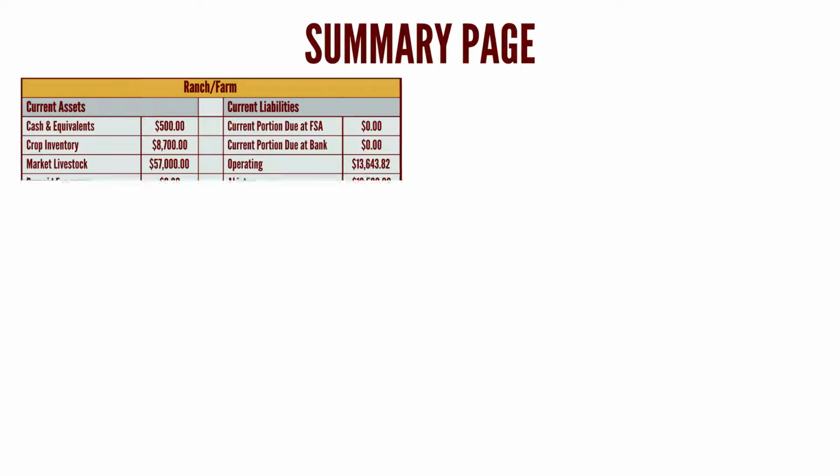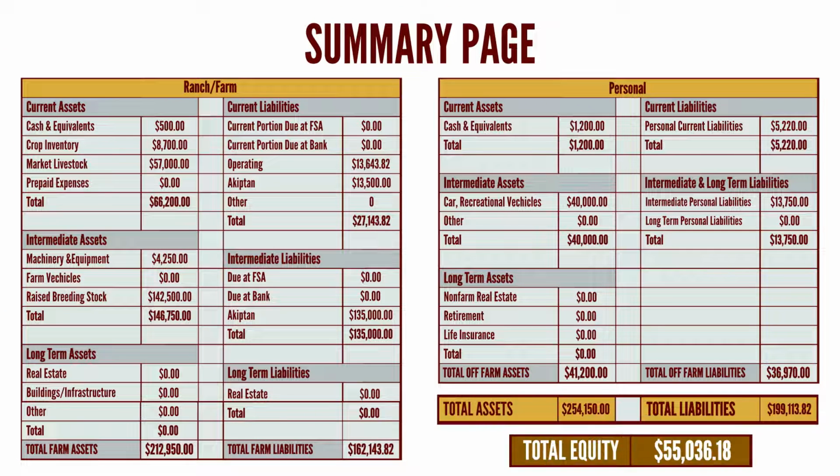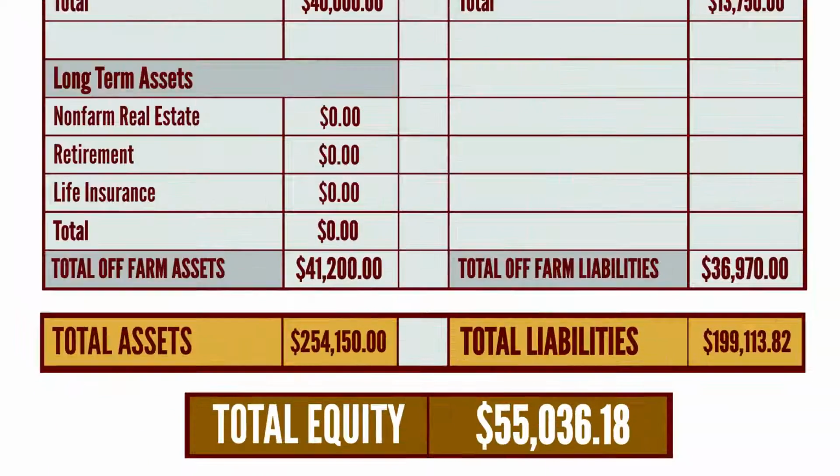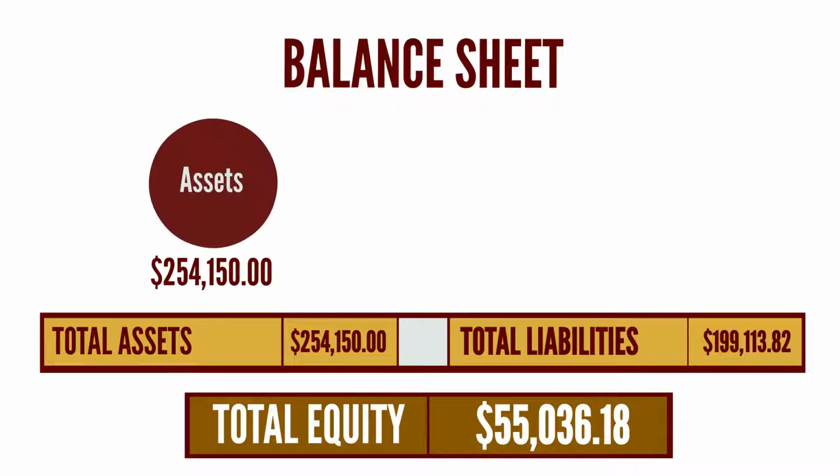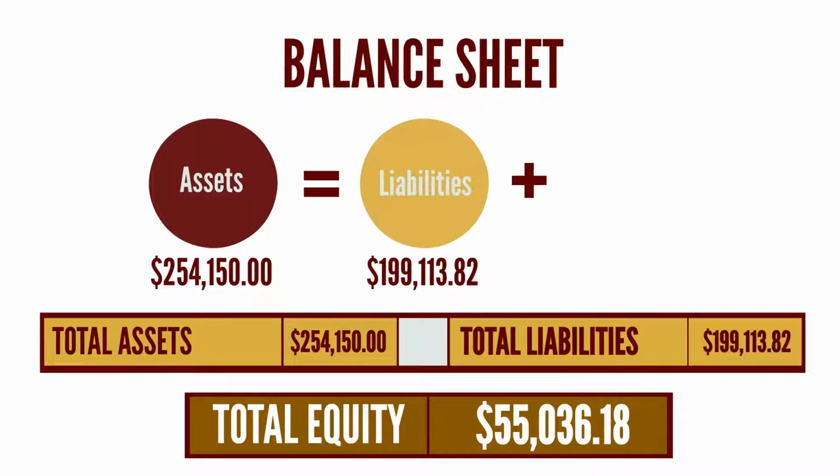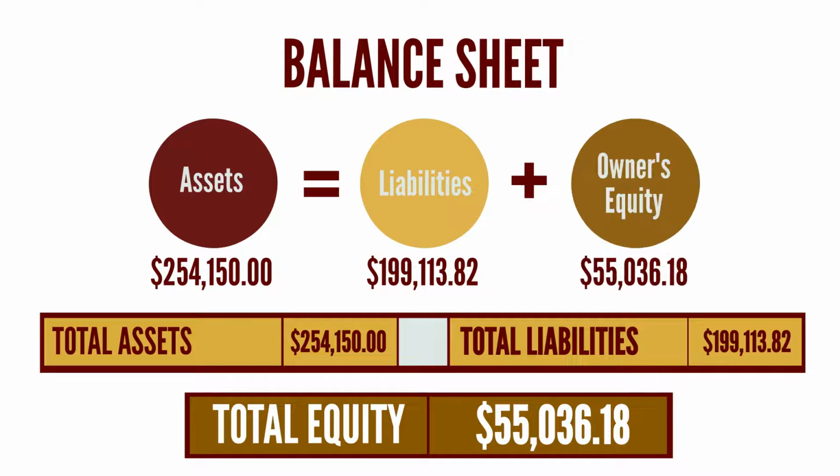On your summary page is where you can clearly see the combination of current, intermediate, and long-term categories. Each section will show the total value of assets and liabilities and help you determine the equity in your operation. Equity being how much of your business you own. The term balance sheet is based on the fact that your assets will equal your liabilities plus shareholders' equity every time.